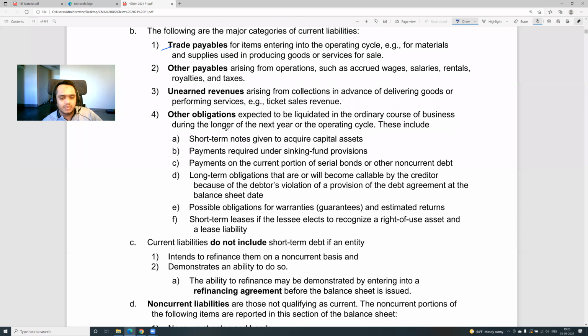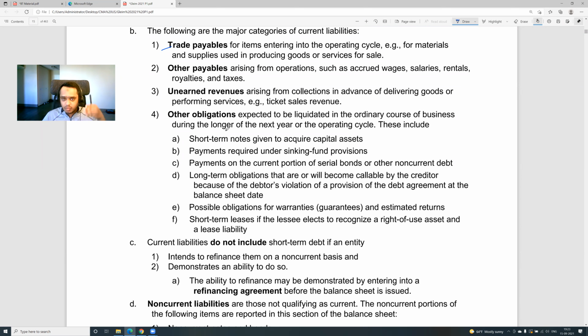Other obligations means whatever you have to pay within a year, except from the above. You have to pay a loan payment, like a long term loan whose short-term portion is due now. For example, you have a home loan, you have to pay a home loan repayment. Now home loan is for maybe 10-15 years. If it is there for 10 to 15 years, what happens is in that particular year whatever payments you have to make, that's a current liability for you.